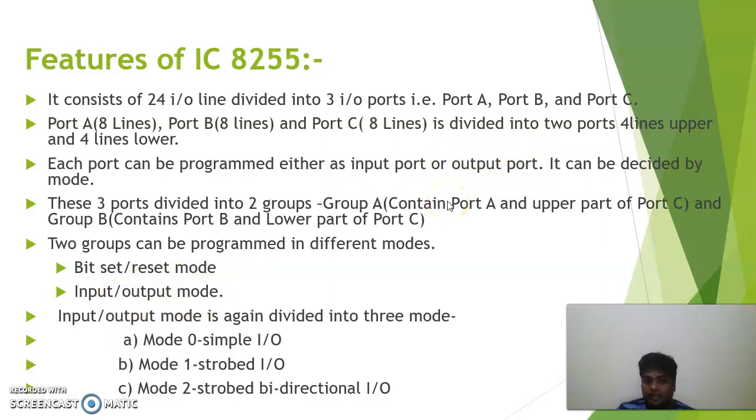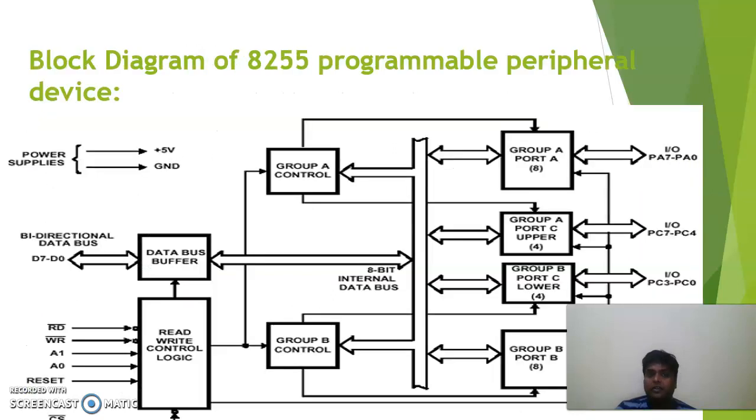So how can we decide whether the port is input or output? With the help of input output mode. Input output mode is again divided into three parts: mode 0, mode 1 and mode 2. Mode 0 is simple input output, mode 1 is strobed input output, and mode 2 is strobed bidirectional input output. What do you mean by strobed? That means a strobe pulse is required. And mode 0 is your simple input output. So those are the basic features of the 8255 interface. Now we are moving towards the block diagram of the 8255 programmable peripheral interface device.